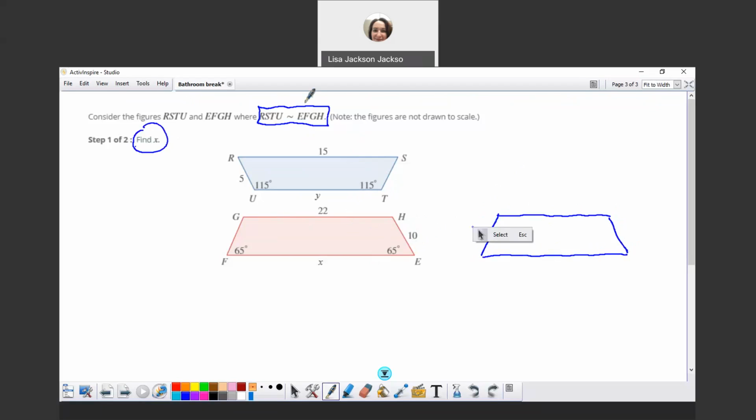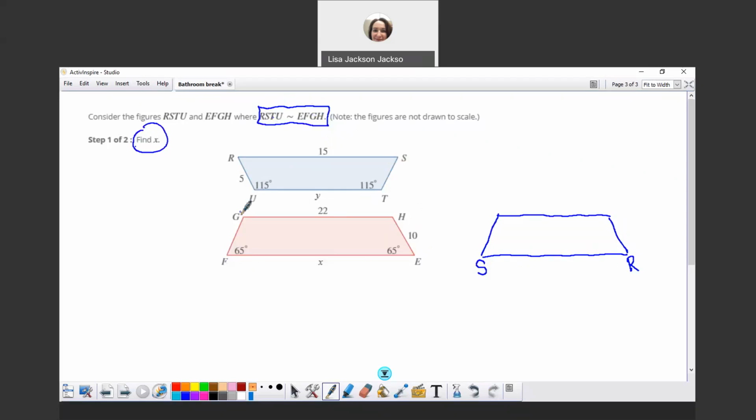So this similar statement here is telling me that side E is the same as side R. That means I'm going to write an R right here where the E is. It's telling me that F is the same as S. So where F is on this trapezoid, I'm going to write an S on the other trapezoid. G is the same as T.